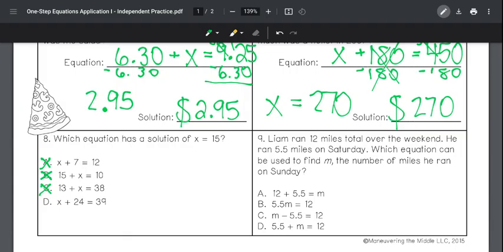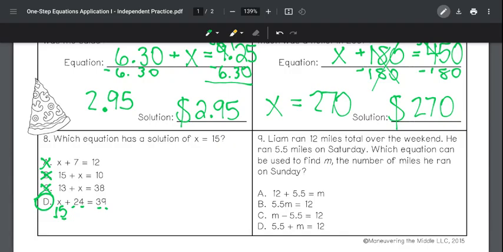Is 15 plus 24 39? Yep. 5 plus 4 is 9. 2 plus 1 is 3. So D is the correct answer. We had to replace our x with 15, or you could have gotten x by itself for each of those problems and figured out which one had that solution.